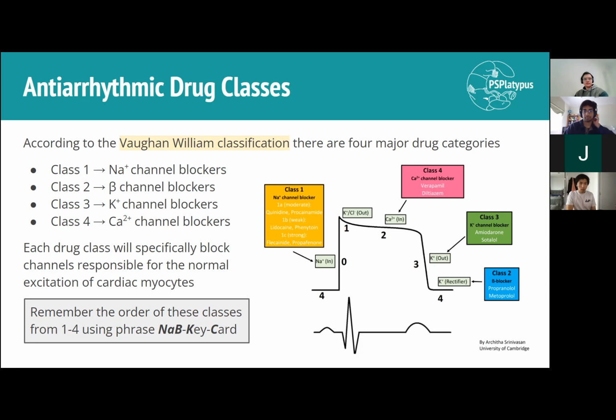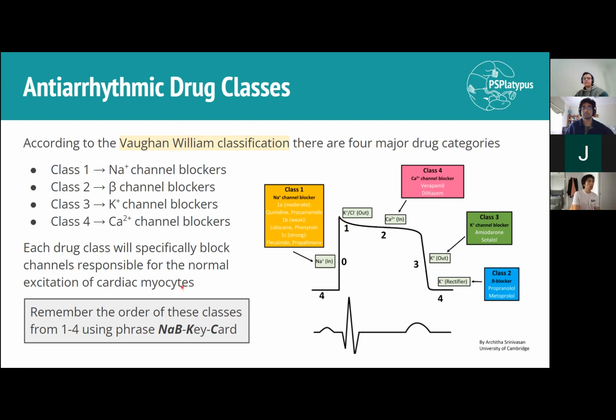And you've already seen a lot of these. So you've seen sodium channel blockers, you've seen beta blockers, you've seen potassium and calcium channel blockers, but they've just been repurposed, or at least have secondary functions that are useful in slowing down arrhythmias. So in effect, each drug class is specifically blocking one type of receptor that's involved in generating this action potential, which we went over in physiology. So this is your ventricular or myocyte action potential.